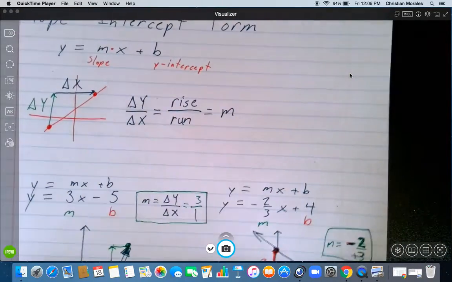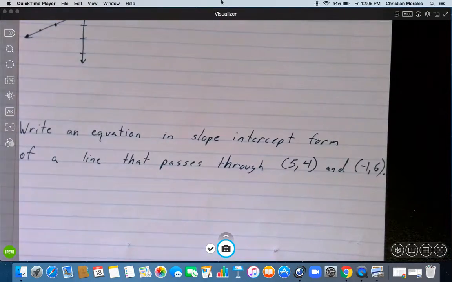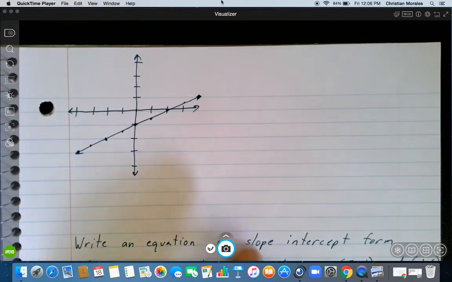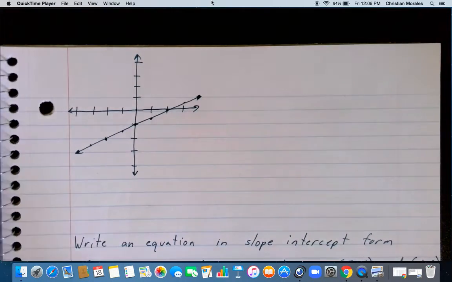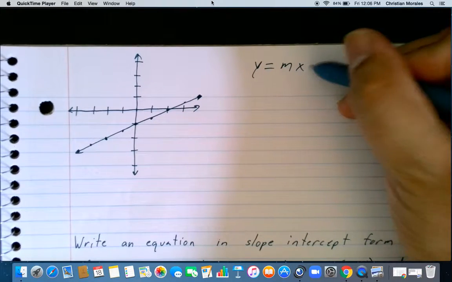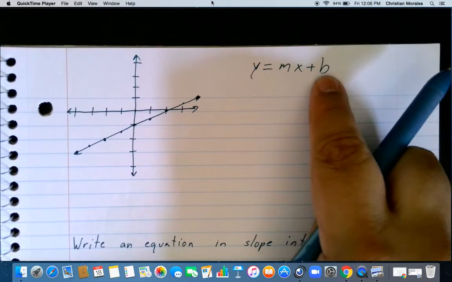Next, what if they already have a graph? What if they have a graph and they want you to write an equation for that graph? Okay? Well, remember, we're going to use the equation for slope-intercept form. We're going to use y = mx + b. Okay? So, we're actually going to start with the b, the y-intercept.